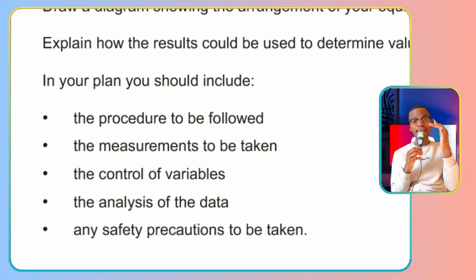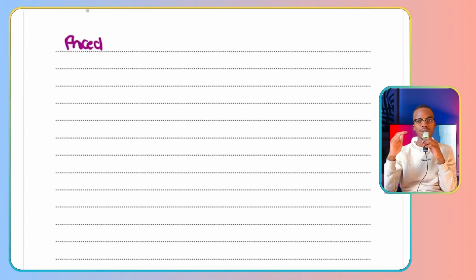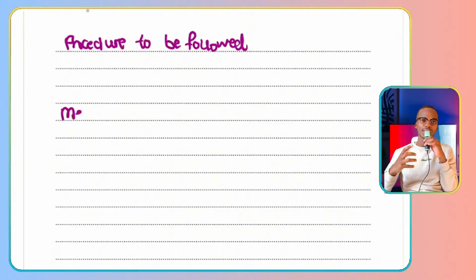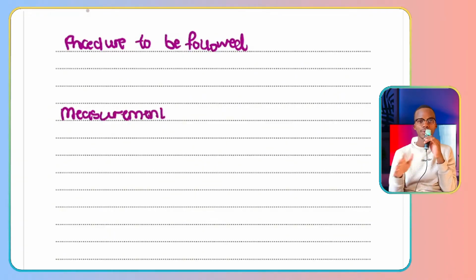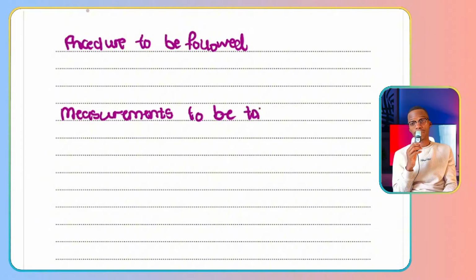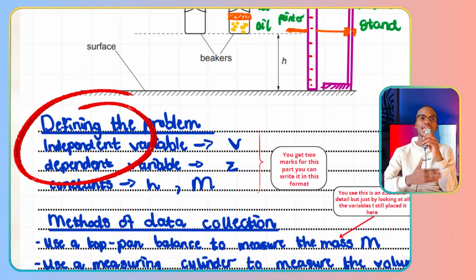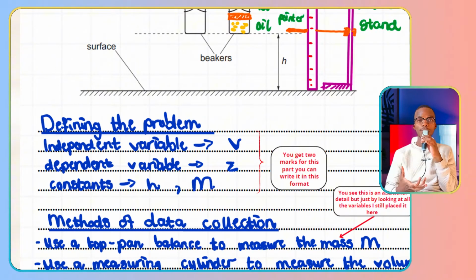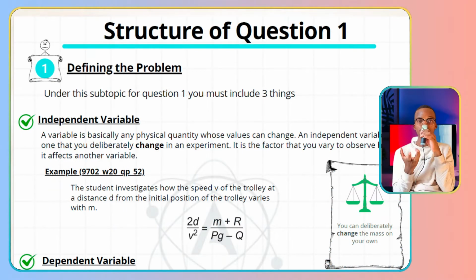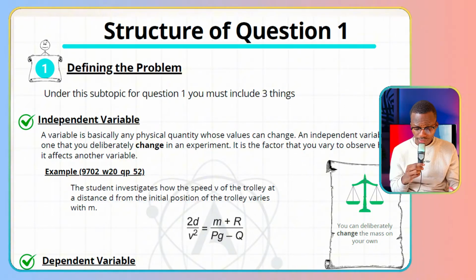And how this is going to be categorized is that in an exam situation, you don't really have to categorize it and say procedure, measurements, control variables, all of that. There's a particular format that I would highly encourage that you follow that we're going to cover in this video. So the first one that you're going to write is defining the problem, right? Remember, you're sort of trying to put yourself in the shoes of an examiner and structure an experiment that someone can conduct. So the first one is defining the problem.